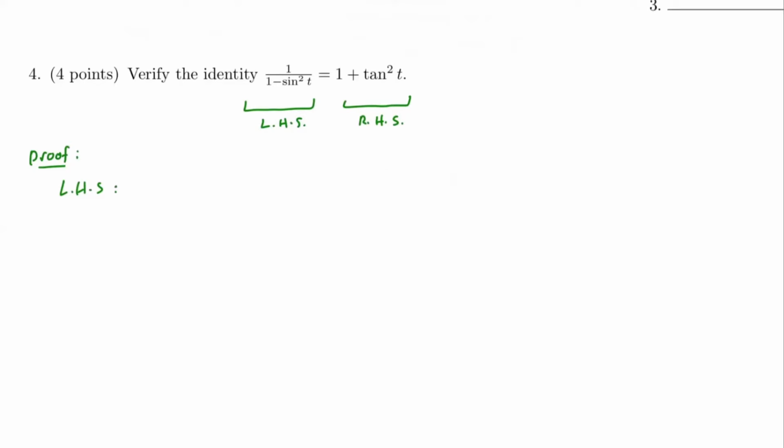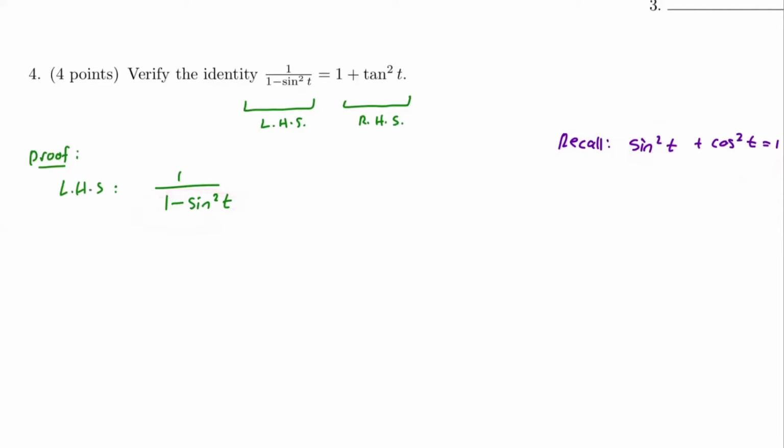So the left-hand side is 1 over 1 minus sine squared of t. Now I know this is an identity. So we call the identity that sine squared of t plus cosine squared of t is equal to 1. So using this identity, we're going to try to make it into this expression.